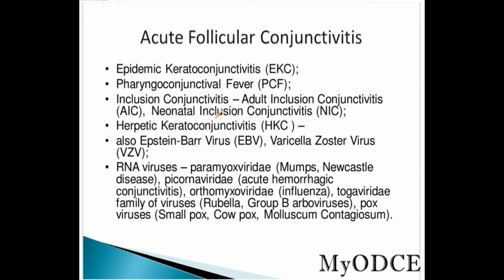And there are also lots of RNA virus infections out there as well, such as mumps, Newcastle, acute hemorrhagic conjunctivitis, rubella, smallpox, and molluscum contagiosum, which are benign viruses that lie on the dermis of the skin. Oftentimes near the lid margin, they'll flake off and trigger a follicular conjunctivitis as well. Again, this is a non-exhaustive list.